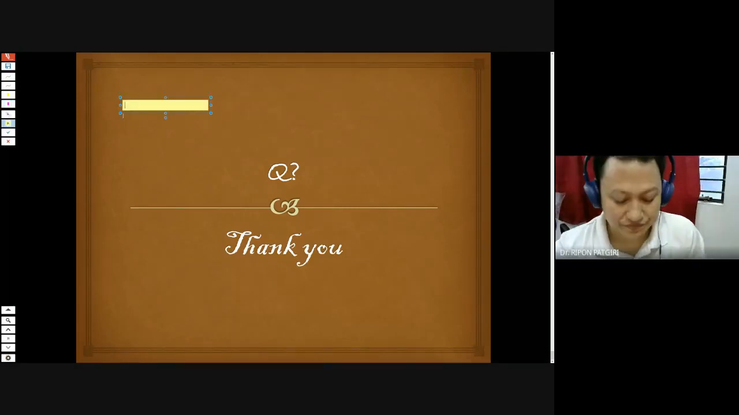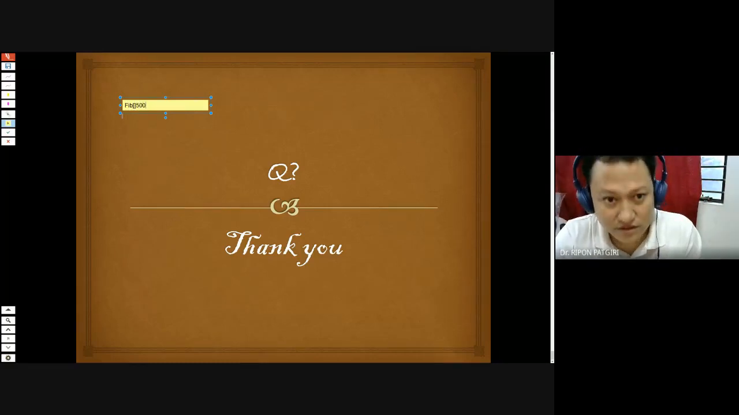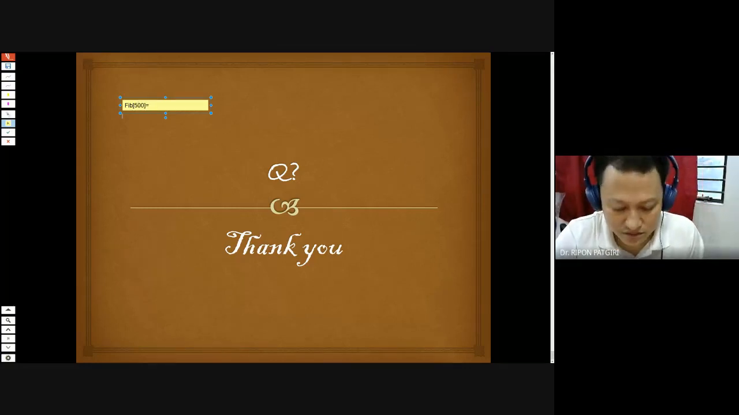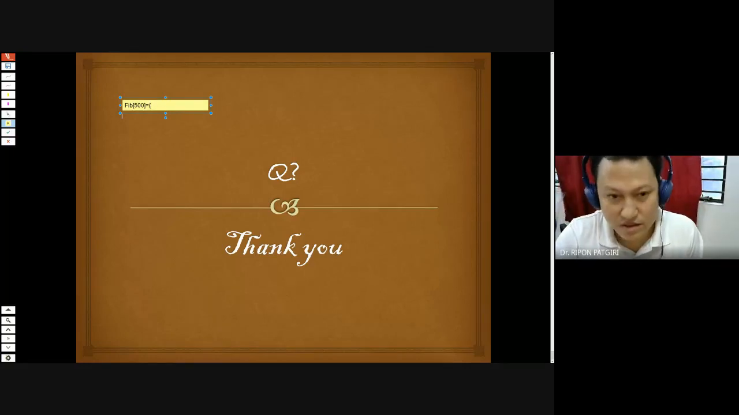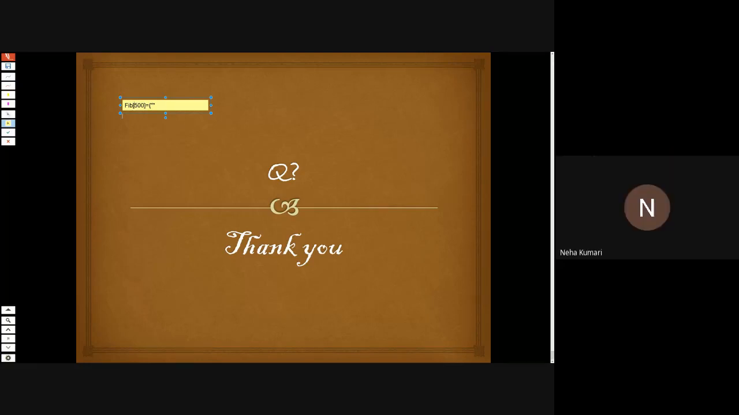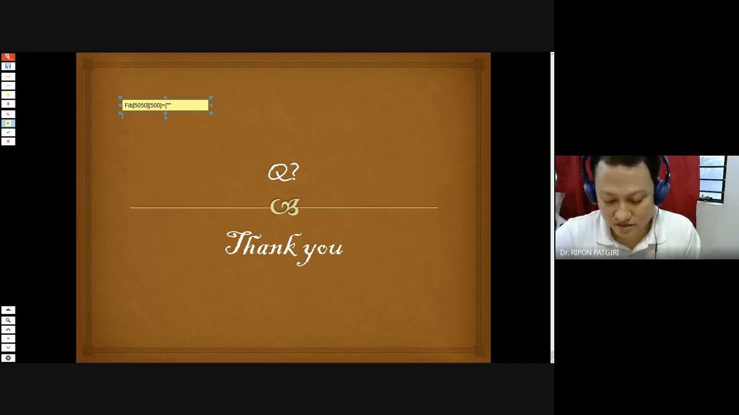Let me write this program. For example, I am declaring Fibonacci is 500, equal to a string. You are taking a string, right? How many strings? Say a 500 into 500 matrix, for example. So you are taking a string, as people suggested to me.